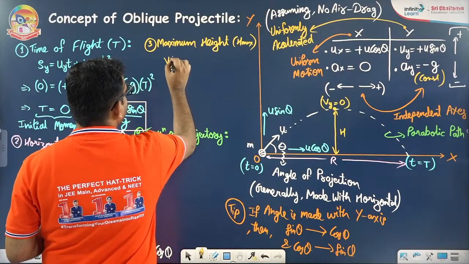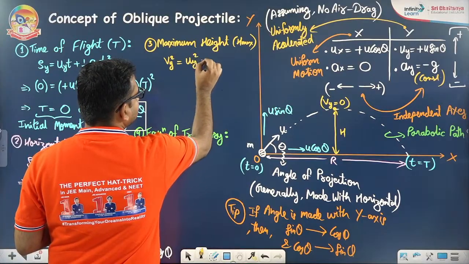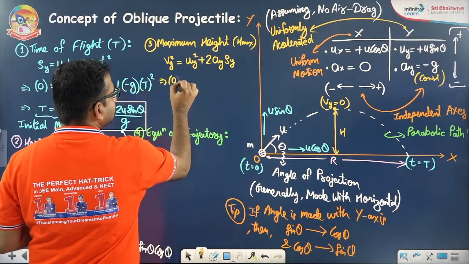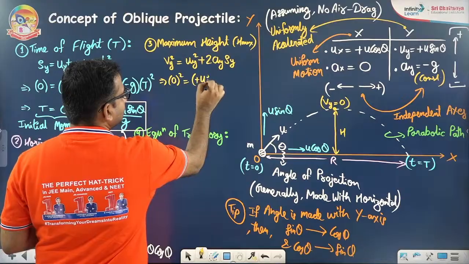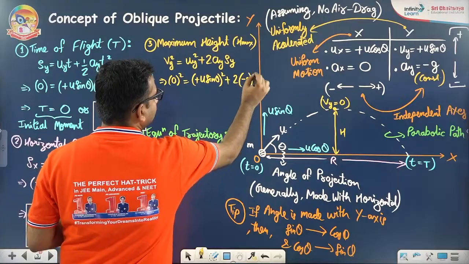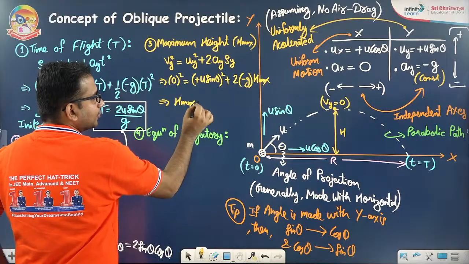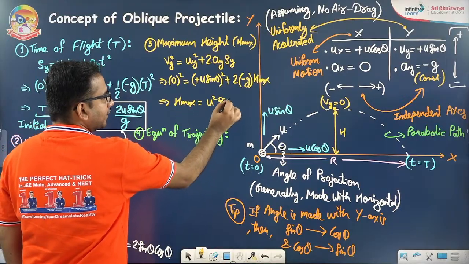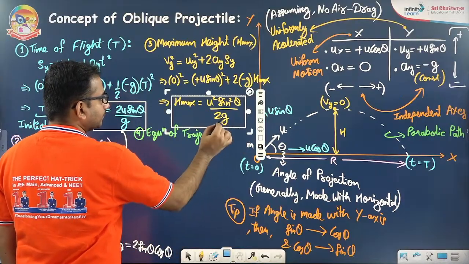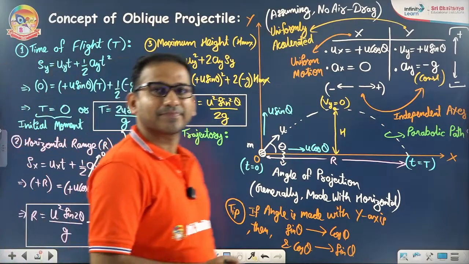So I'll apply the third equation of motion instead of the second. Vy square is equal to uy square plus 2 ay sy. Then you will say the final value is 0, the initial value was plus u sine theta, its whole square, plus 2, ay is minus g, and here we have Hmax. So from here, the Hmax value is coming as u square sine square theta by 2g. Alright, is that understood? है ना?